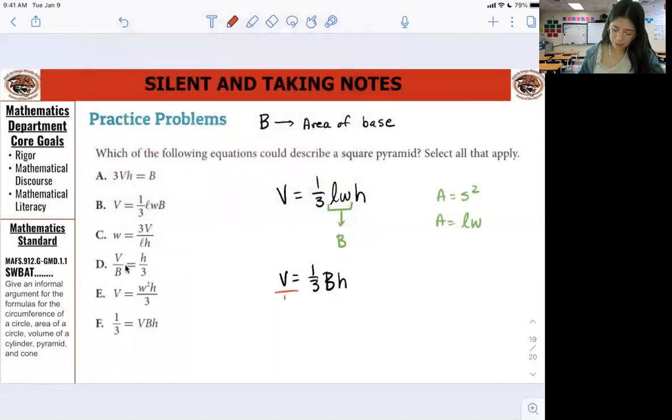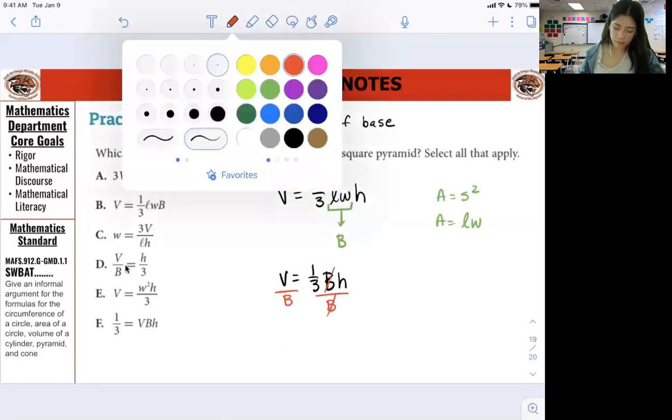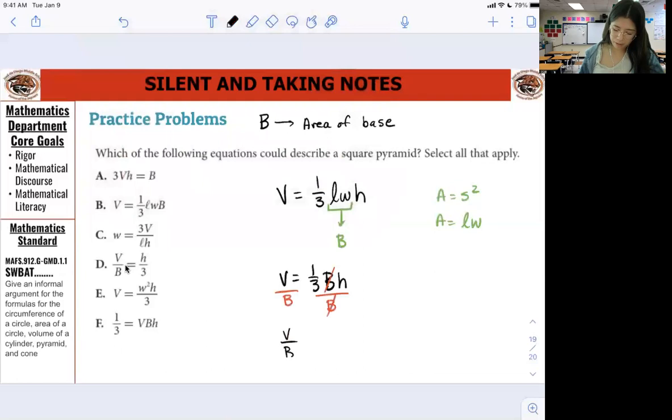Well, if you do that, B cancels out. So I have V over B equals 1/3 H. Well, 1/3 H, we can write it this same exact way. V over B equals H over 3. So actually D is correct. D looks complicated, but all they really did was they divided by B on both sides. You can take F out. Yes, I agree with you.